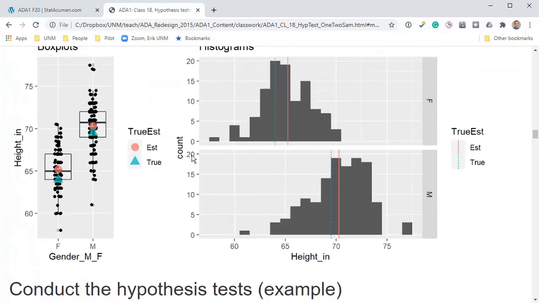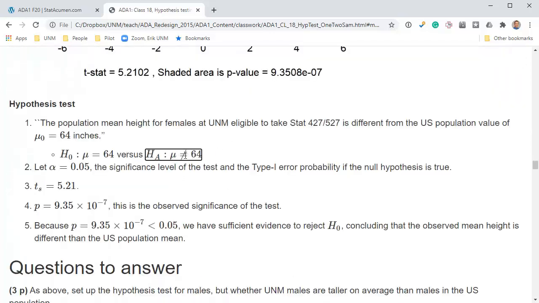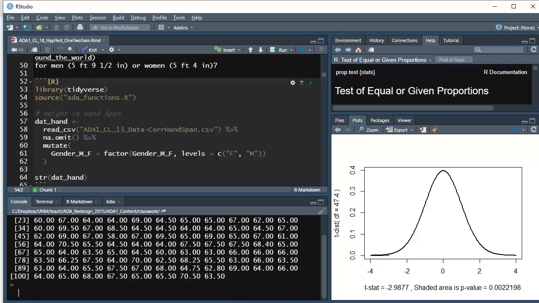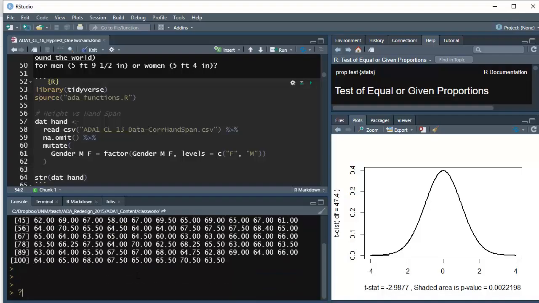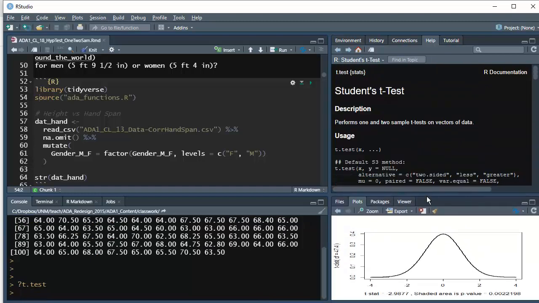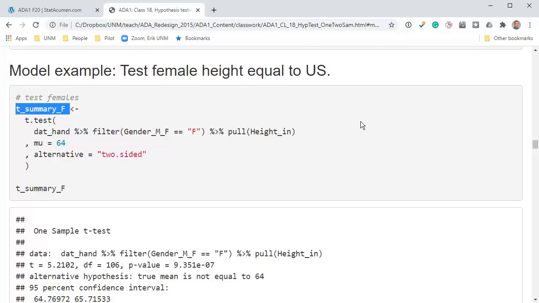Two-sided means that the alternative is not equal to. And in RStudio, if you look at the help for t.test, you'll see that the options there for the alternatives are either two-sided, less than, or greater than. Okay, and so you want to use those words in quotes to identify which direction the alternative hypothesis goes in.